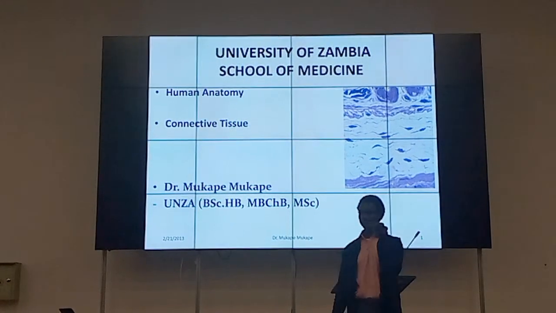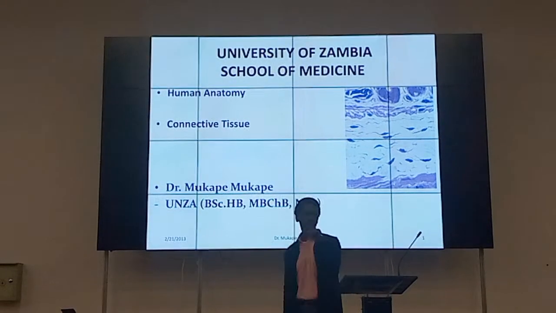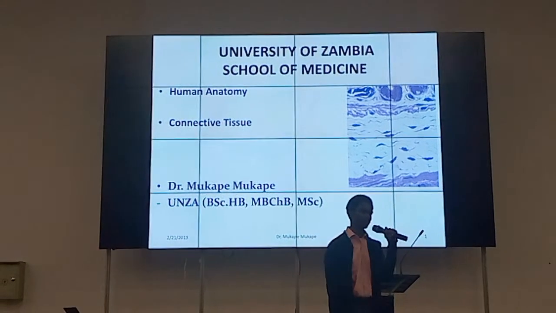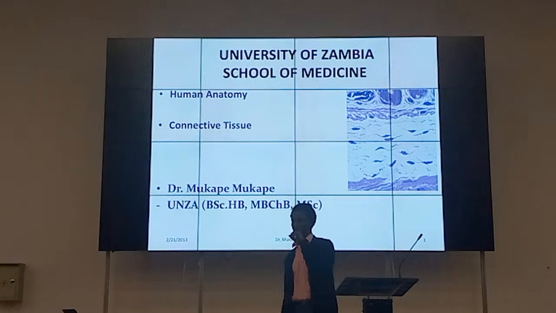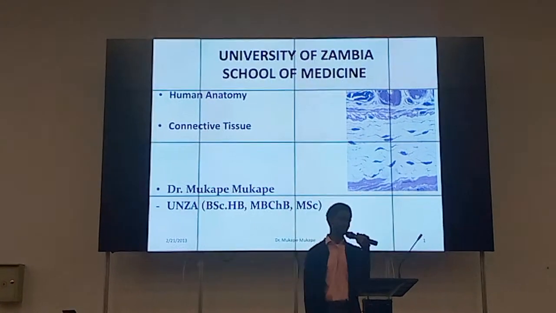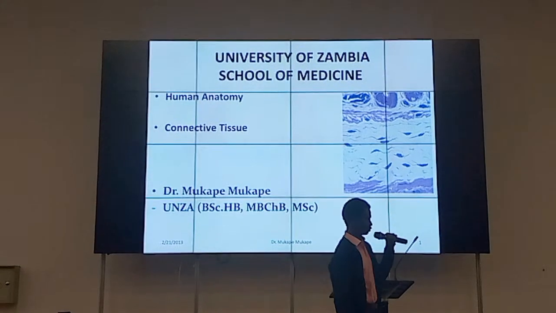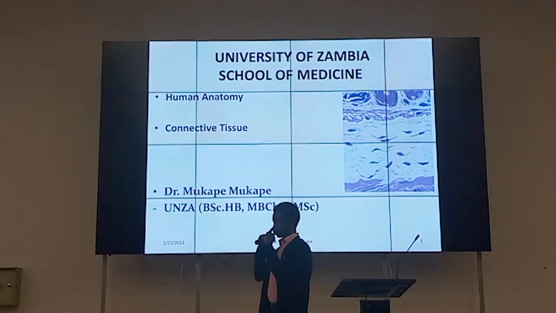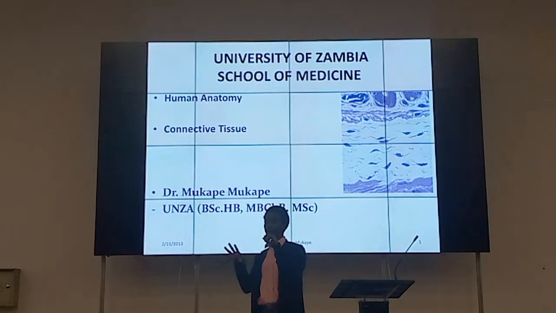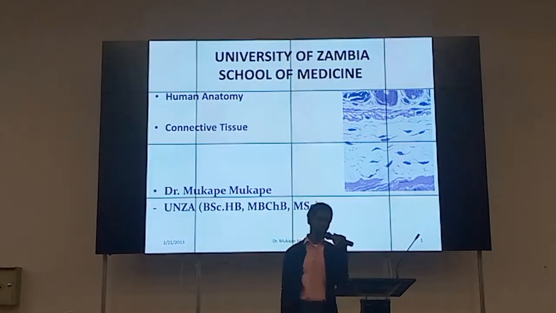The fourth one. Reticular connective tissue. Reticular connective tissue is a special type of tissue as well, because it's found in certain organs in the body.